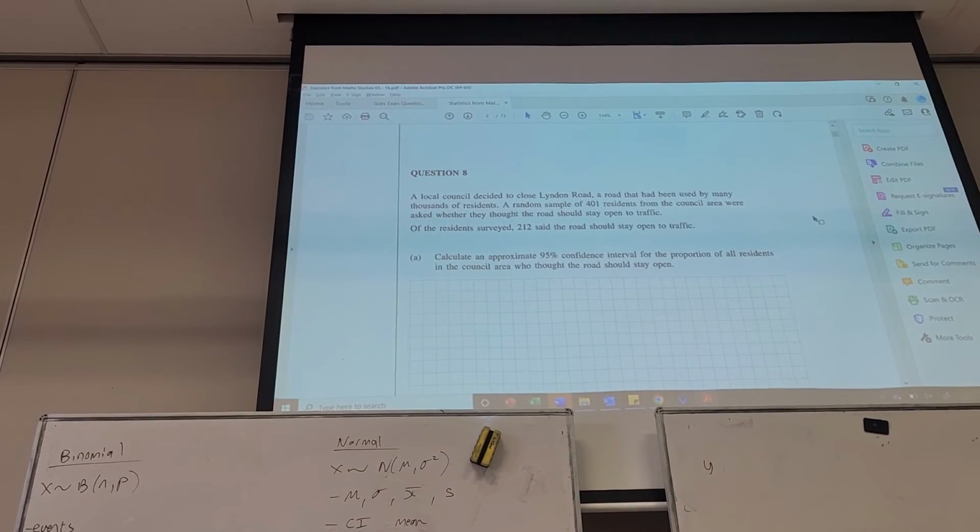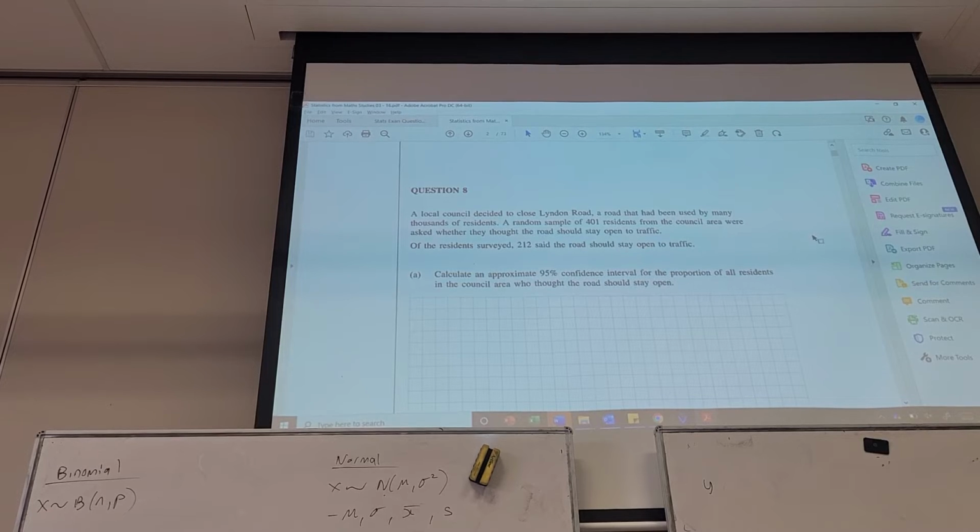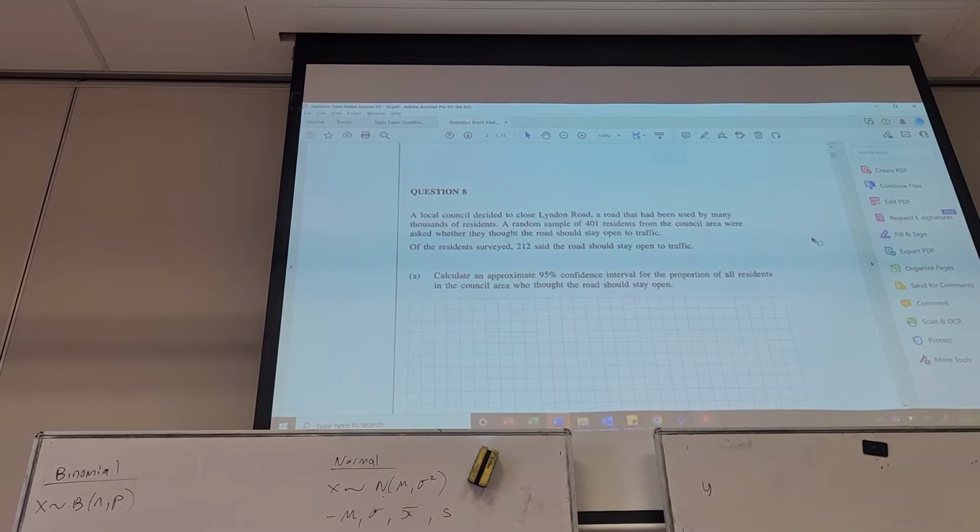A local council decided to close Linden Road, a road that had been used by many thousands of residents. A random sample of 401 residents from the council area were asked whether they thought the road should stay open to traffic. Of the residents surveyed, 212 said the road should stay open to traffic. Calculate an approximate 95% confidence interval for the proportion of all residents in the council area who thought the road should stay open. Very good. Okay, so calculate the 95% confidence interval.